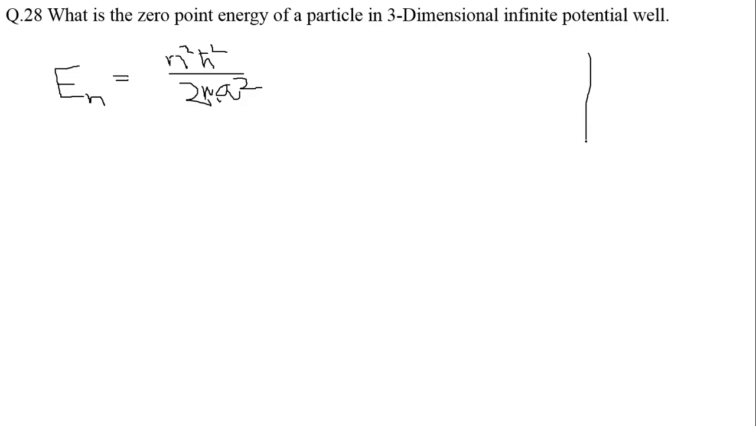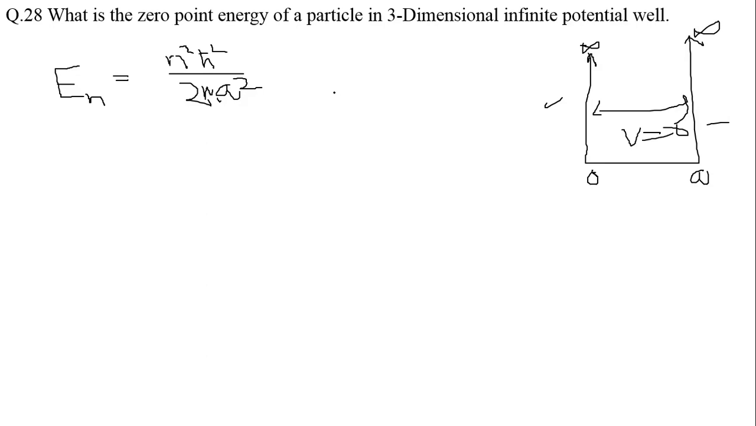Generally the shape of the potential is like this. V equals 0 in the region from 0 to a, and outside this region the potential is infinite. We had solved the Schrodinger's equation, and from it we get the energy values.